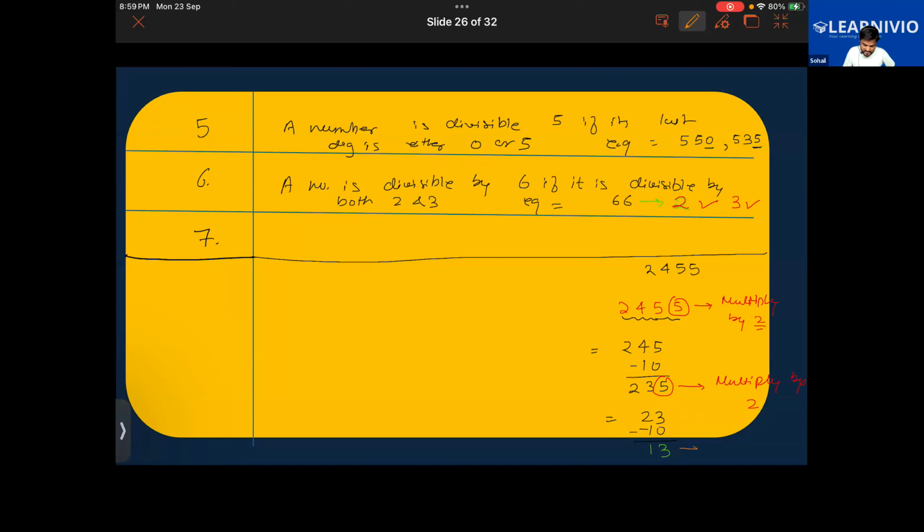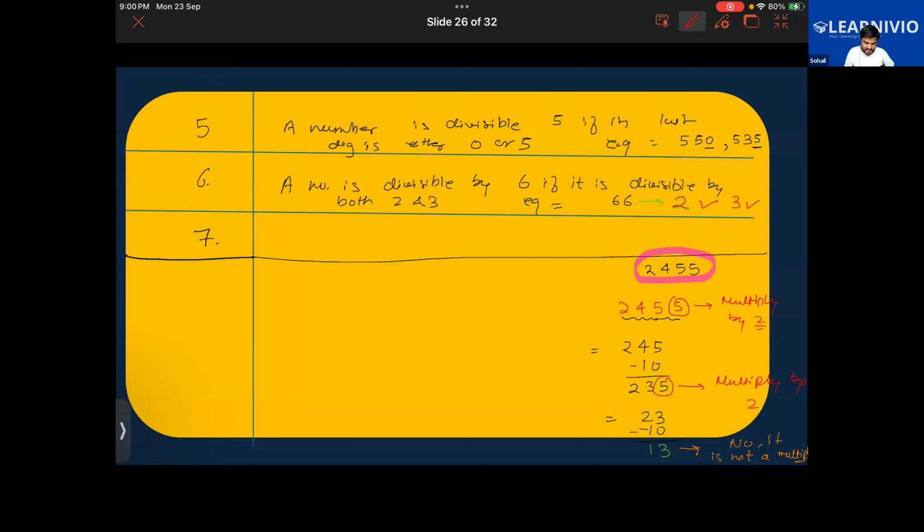Now the number 13, is it a multiple of 7? No, of course not. Because 7 twos are 14, so there is no 13. It is not a multiple. So thereby, the number 2455 is not divisible by 7.